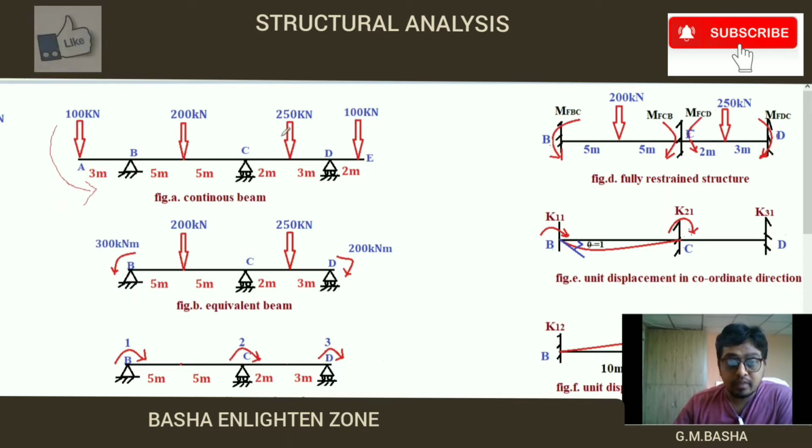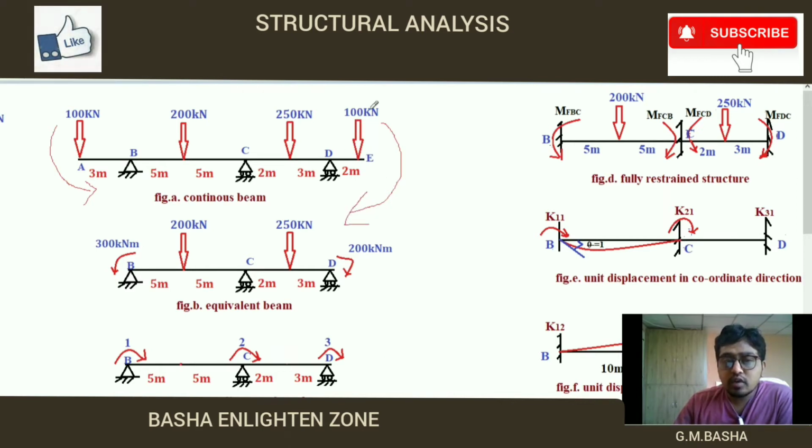anti-clockwise sense. At the same time, this is the overhanging portion at D. So a 100 kilonewton load is applied at its free end. So therefore, to make our calculations easier, here also I am removing this overhanging portion and replacing it with 200 kilonewton meter like this. So see here, force into distance, this will be acting clockwise towards D.